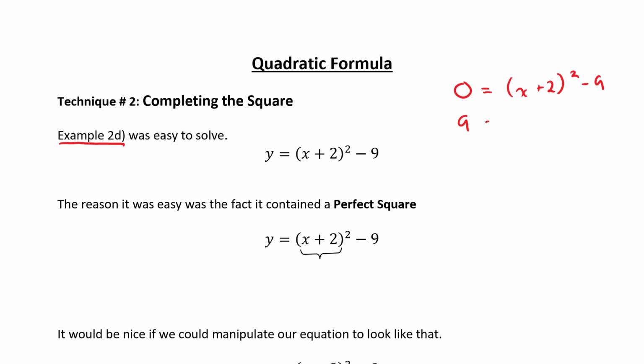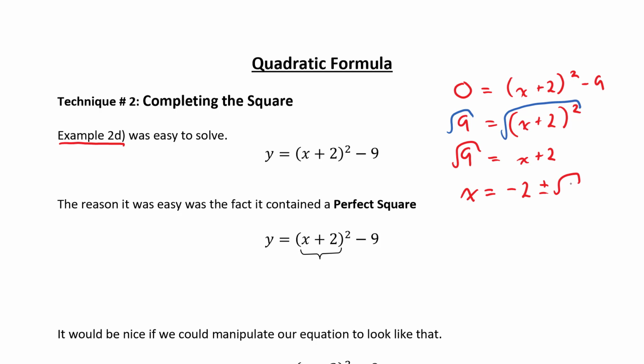We swung the 9 over to the other side. We had a squared value there. To get rid of the squared, we took the square root of both sides. After the square root, we have x plus 2 equals the square root of 9. Lastly, we have x is equal to negative 2 plus or minus the square root of 9. You can see we're going to get two answers for this. Square root of 9 is going to be 3. So negative 2 plus or minus 3. I'm going to leave it in this format for now.